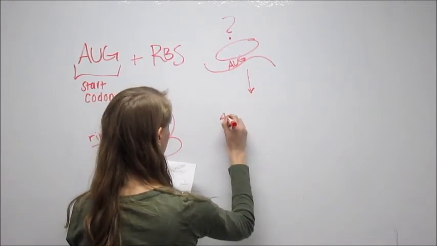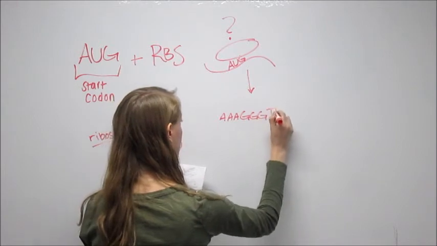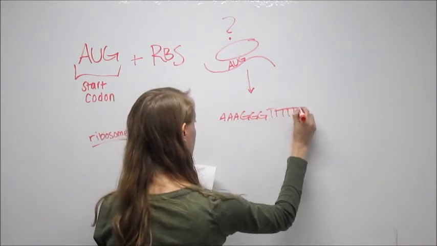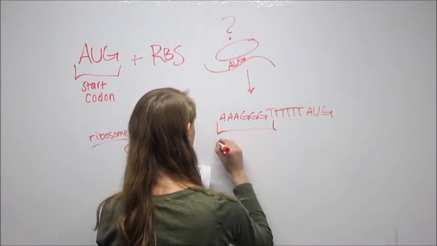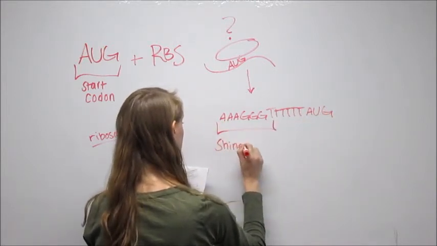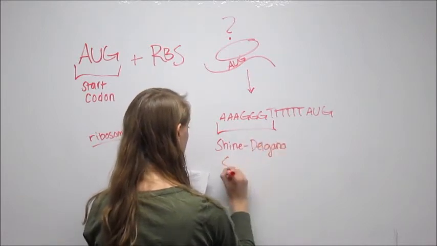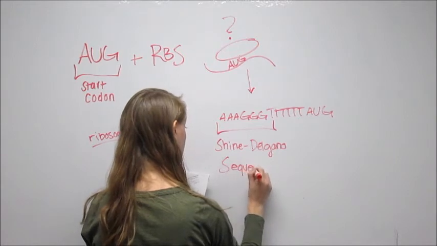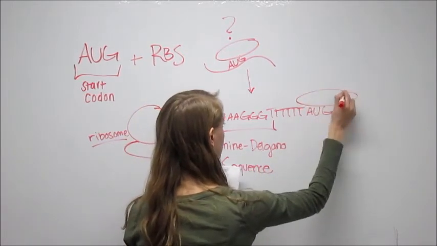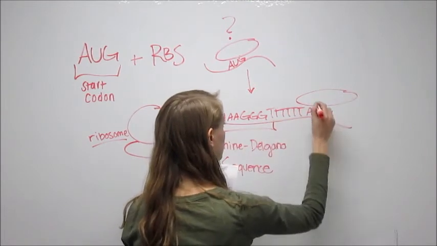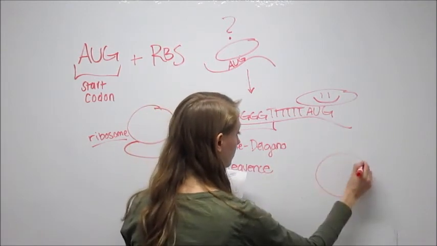That's where our Shine-Dalgarno sequence comes in. The Shine-Dalgarno sequence is a ribosome binding site that is made up of nucleotides on the mRNA. This sequence is rich in purines and promotes the binding of the ribosome. This portion lies 6 to 7 nucleotides upstream of the start codon and increases the likelihood that the small subunit will bind at the correct location. When the smaller subunit binds, the larger subunit finds its counterpart and begins making the protein we need.